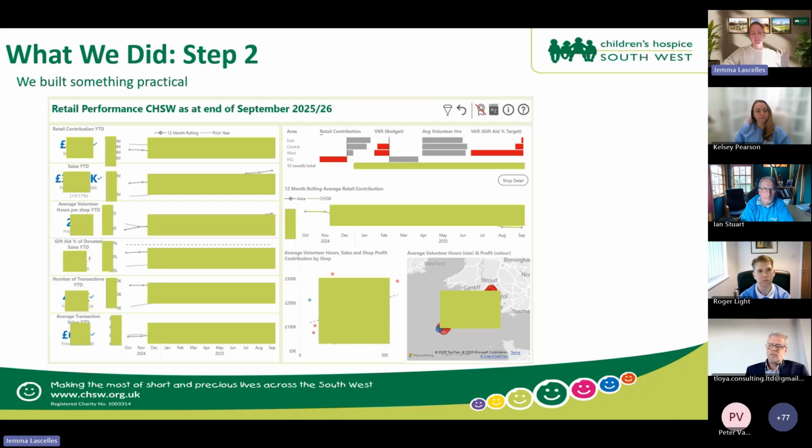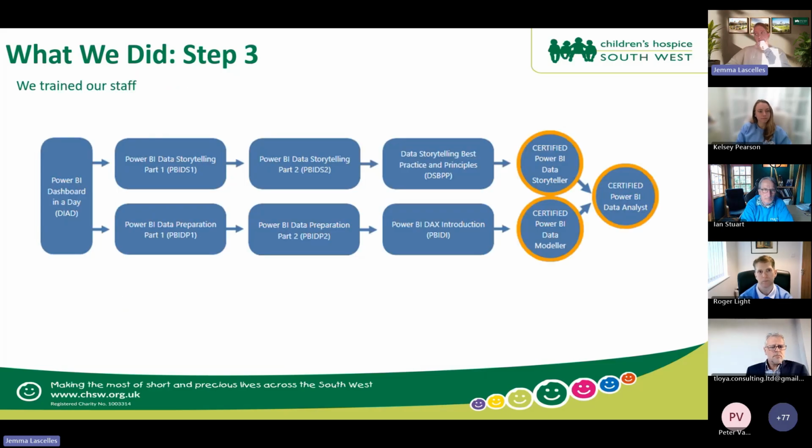So you can see that this is a wholesale change in terms of the way that we're interacting with data. And then the third thing we did is we trained staff. So much as I enjoy working with Ian and Roger, I don't want to work with them forever. I want us to be able to do it ourselves. I want us to be able to take ownership and be in control of the assets that we're building.